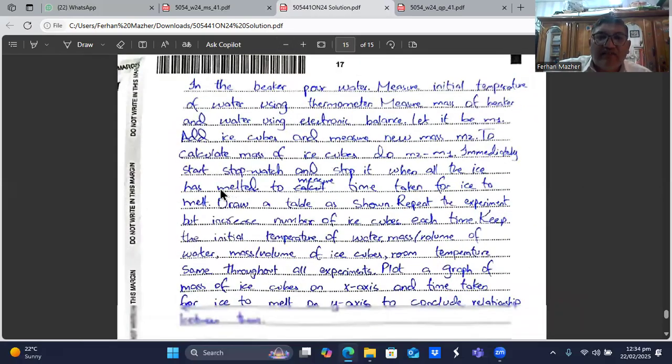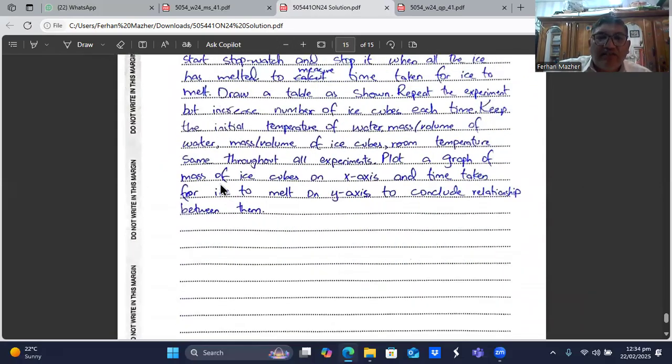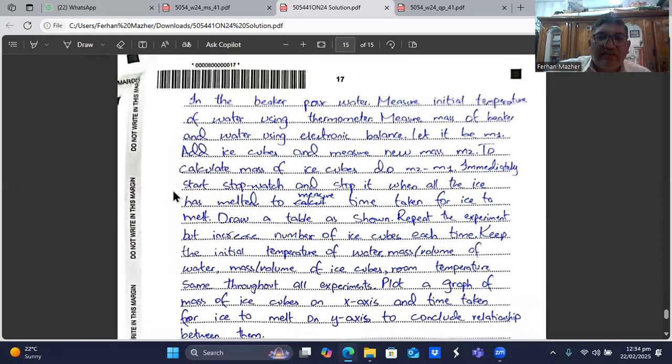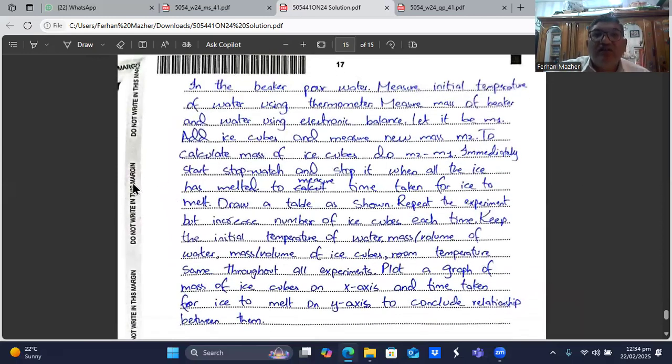So here we have this answer, which is written by one of my students. Her name is Hajra Iftikhar, and we are thankful to her because she has written that solution under my supervision. But let's read her solution.